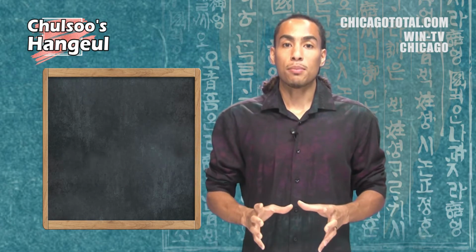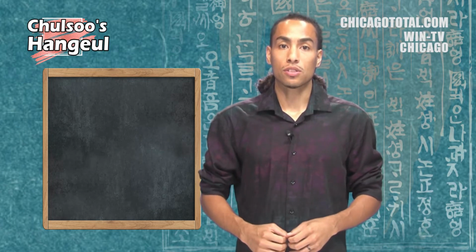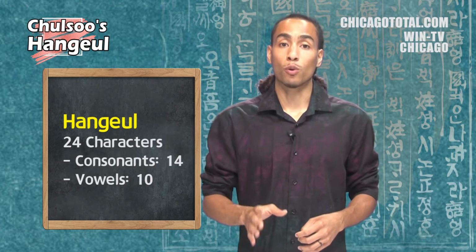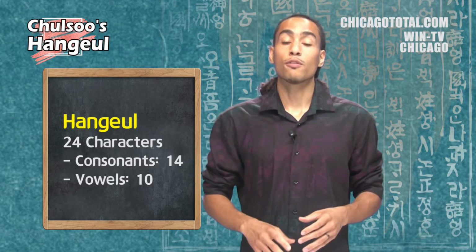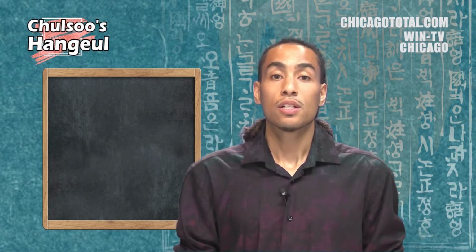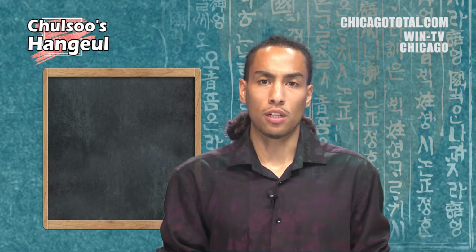Now, in the ABCs, we have a total of 26 different characters. In the current Hangeul Korean language, there are 24, and it consists of 14 consonants and 10 vowels. So I'm going to read through the characters with you. Try and follow along, okay?